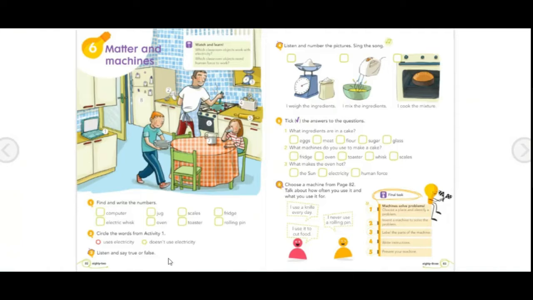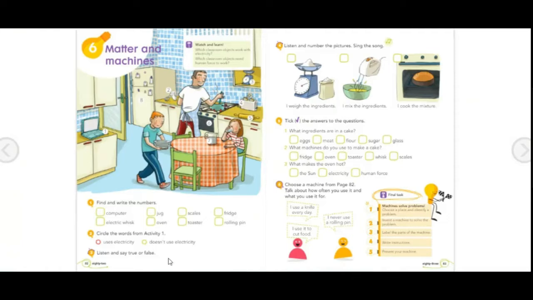The whisk has metal parts. The oven doesn't have metal parts. The toaster has metal parts. The jug has metal parts. The computer has metal parts. The rolling pin doesn't have metal parts. The fridge doesn't have metal parts. The scales have metal parts.